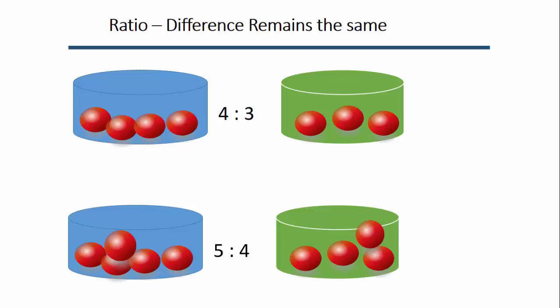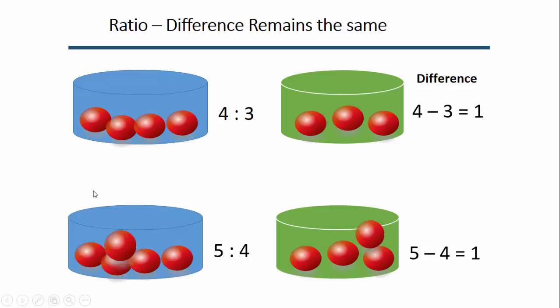The quantity in both of them has changed, the ratio has changed, but we just want to find out what remains the same in both cases. So what remains the same is the difference in the number of balls. There were 4 balls here and 3 balls here, so 4 minus 3 gives 1. Similarly, even after the increase, the difference remains 1.